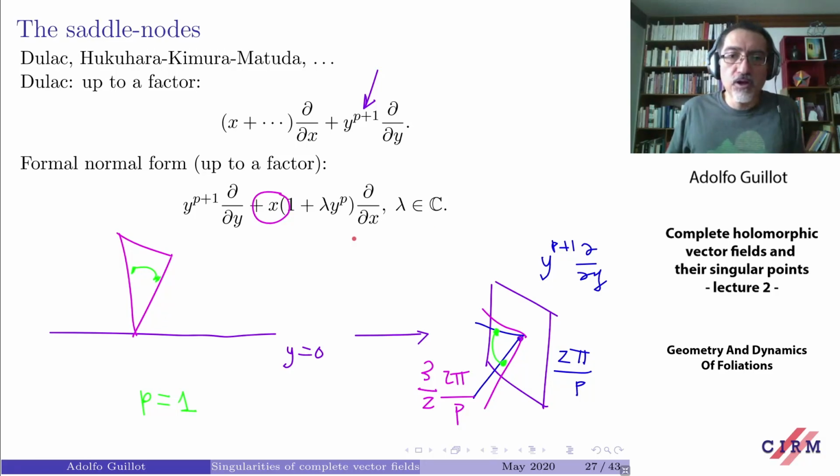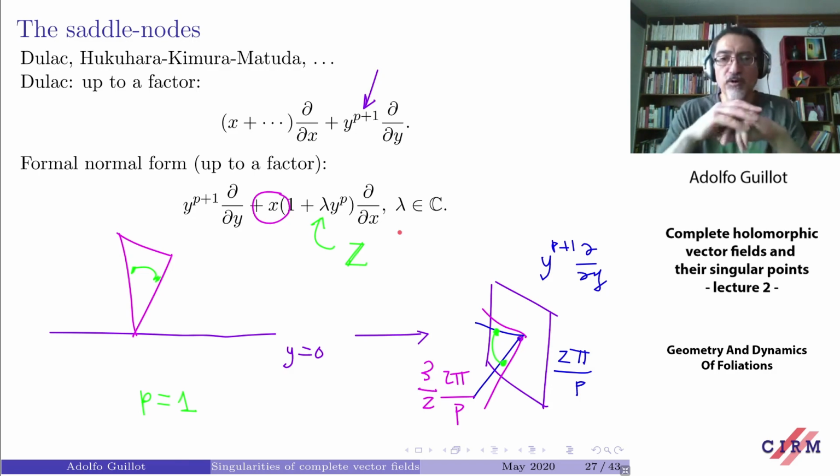And if you work more, you will find that not only that, but that this lambda, which is in principle a complex number, would actually be in Z, and so on. Okay, I do not wish to enter more into these details, but just to confirm, in this setting, what I said before is that the germs of degenerate vector fields are very rare.